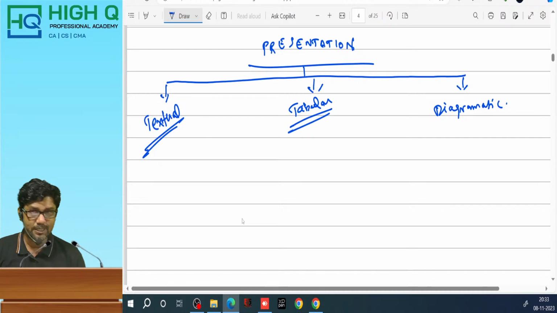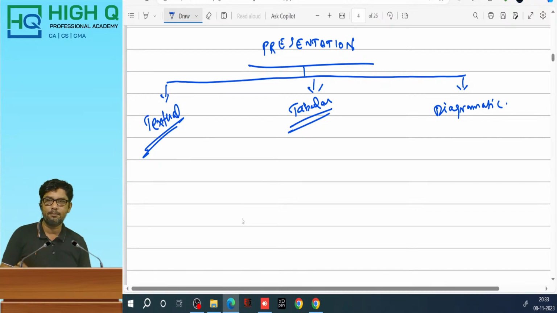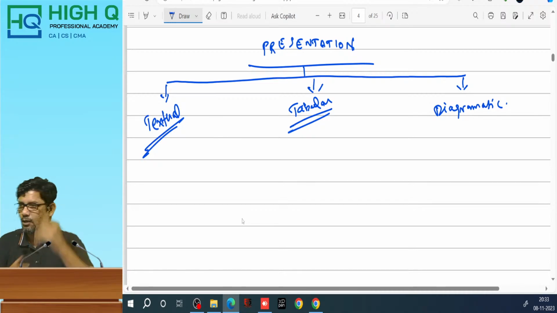Next one is the tabular method. It is one of the amazing methods, my dear. The best method of presenting data is the tabular method. For example, I think the World Cup cricket is going on now, the ICC World Cup. I don't want to call it the ICC World Cup; I would like to call it the BCCI World Cup.